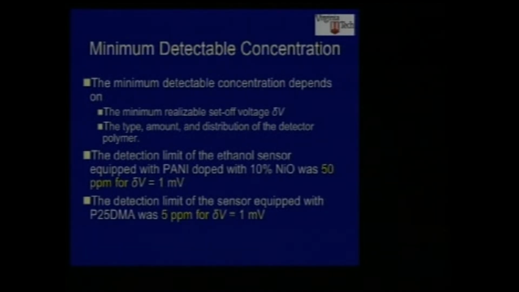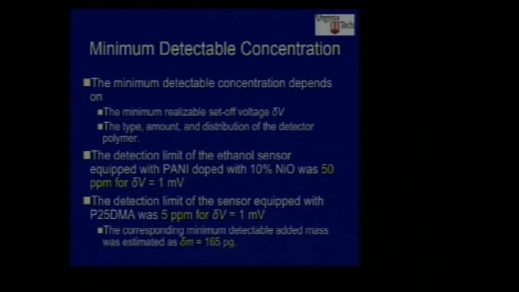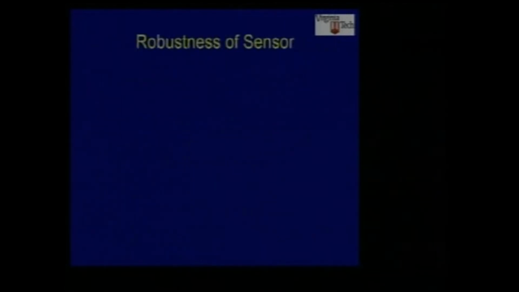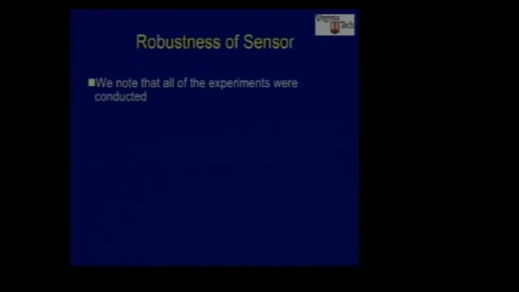When delta V equals 1, to give it to you in numbers, the number is 165 picograms, so they were able to detect a threshold of 165 picograms, which is very, very small. Now, the question is: is it stable, robust, and so on? It turned out to be very robust.